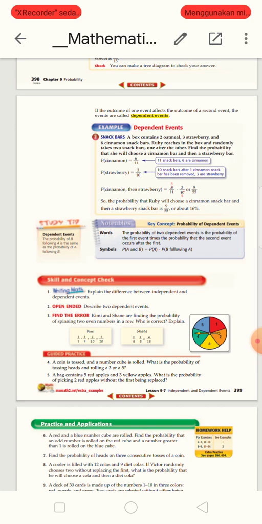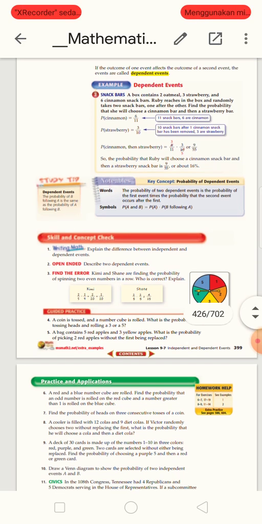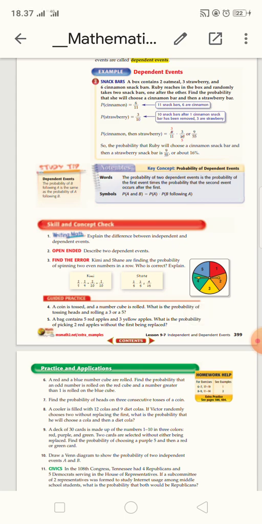1. Reading math. Explain the difference between independent and dependent events. 2. Open ended. Describe 2 dependent events. 3. Find the error. Kim and Sen are finding the probability of spinning 2 even numbers in a row. Who is correct? Explain. 4. A coin is tossed and a number cube is rolled. What is the probability of tossing heads and rolling 3 or 5?